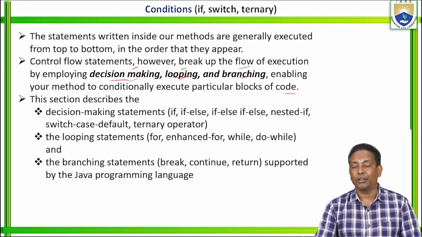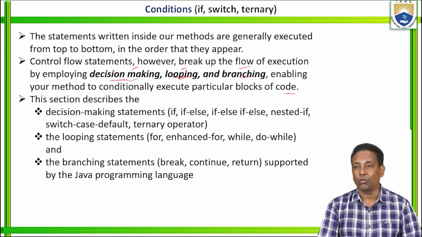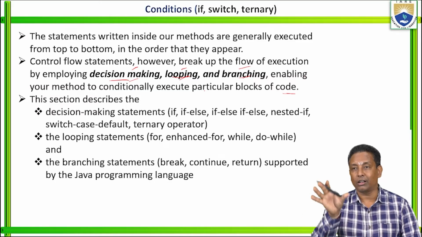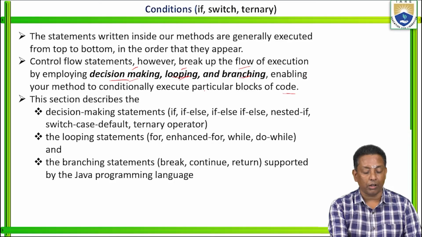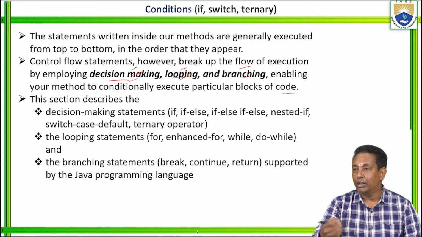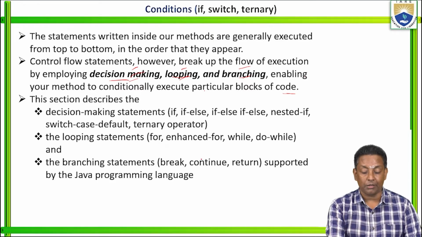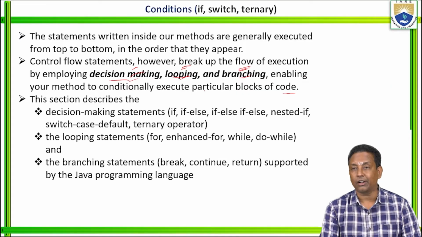If you want to execute all the lines of code written in the method, don't write any conditions or loops. The code written in the method will be executed as is. If you want to execute conditionally, then you employ conditions. If you want to repeat the same output many times, you employ loops. And branching statements, regarding break and continue, we'll discuss later on.